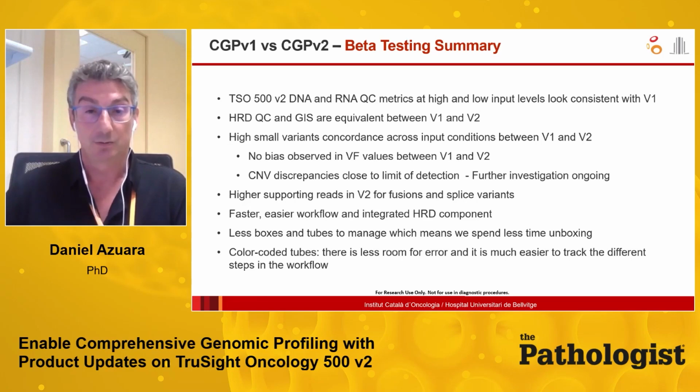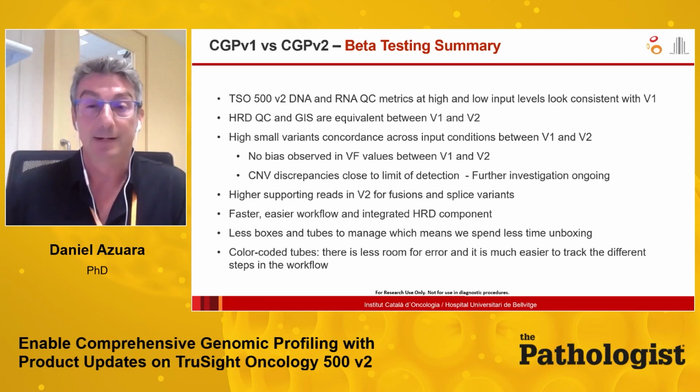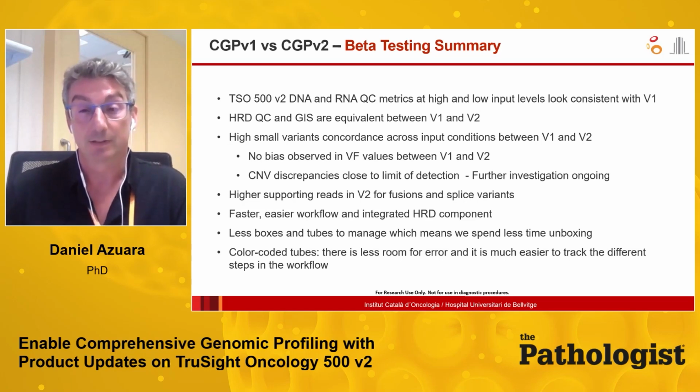Version 2 of the kit has a faster, easier workflow and integrated HRD components. Fewer boxes and tubes to manage, which means we spend less time unboxing. And finally, color-coded tubes mean there is less room for error, and it's much easier to track the different steps in the workflow.